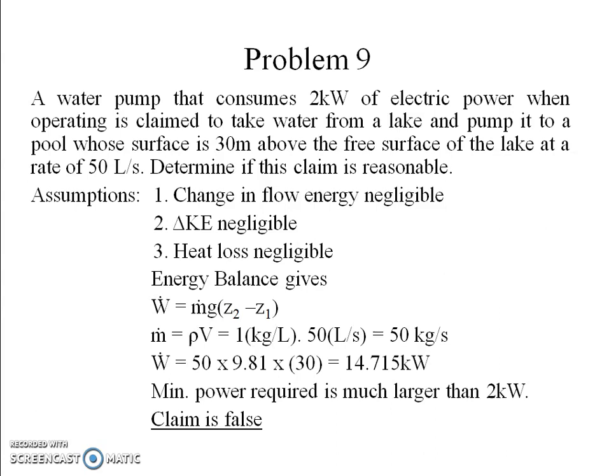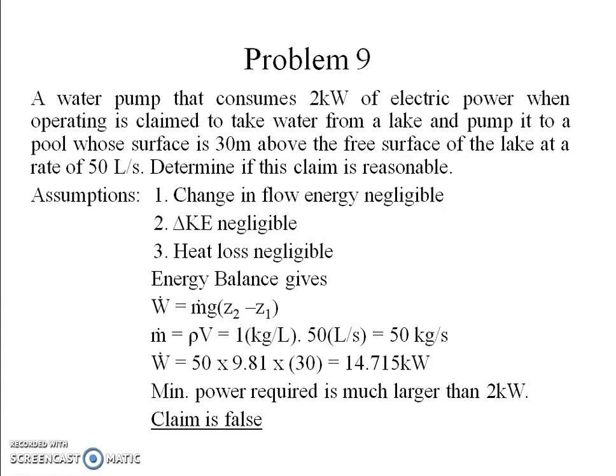In order to solve this problem, we will make some assumptions. First of all, we will say that the change in flow energy is negligible. So whatever the PV work which is done, let's say it is negligible. Further, we are assuming that this pump is just lifting the water, so it's not increasing the velocity of the water that much. So we are going to take the change in kinetic energy as negligible. Further, we will assume that the heat loss is also negligible.